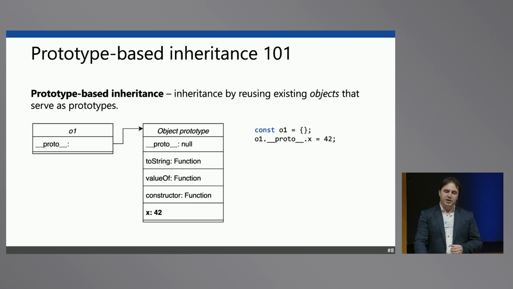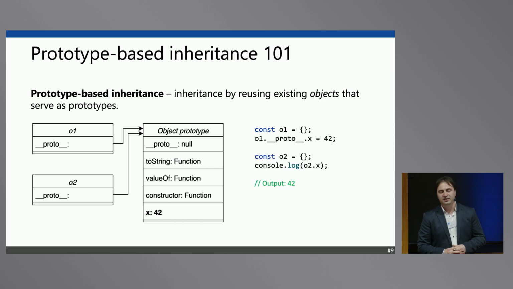So this is fine. So now I have an object which has one property and it has one value. Now things start getting more interesting when we declare an object which is completely unrelated to the first one. It's called O2, it's still empty. And now we try to access property X, which was declared on the object O1, and try to read it, print it on the screen.